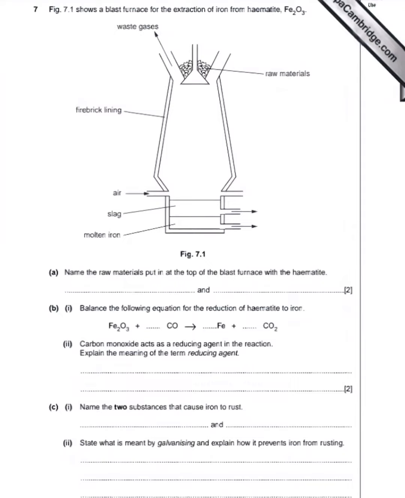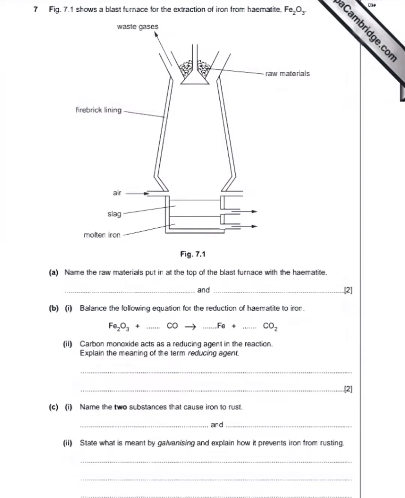In this part, you need to know which one is more dense between molten iron and slag. Molten iron is denser than slag. Apart from that, you need to know the chemical formula of slag, which is calcium silicate. Then you also need to know the uses of slag, like in the manufacturing of cement and road tar making.